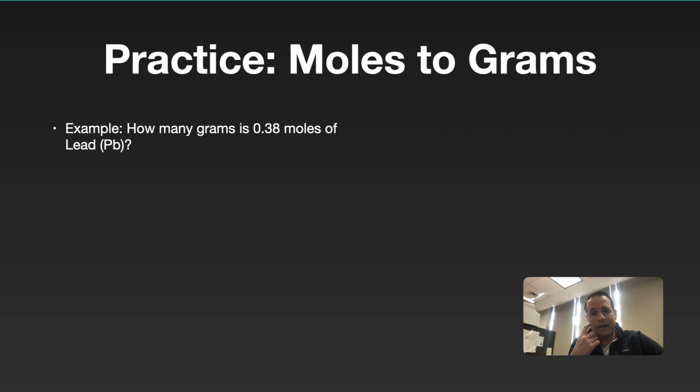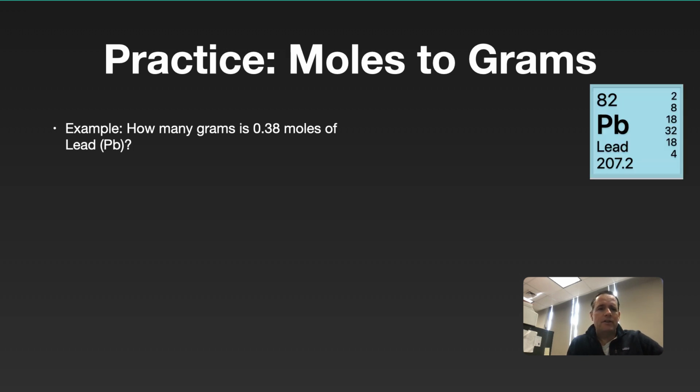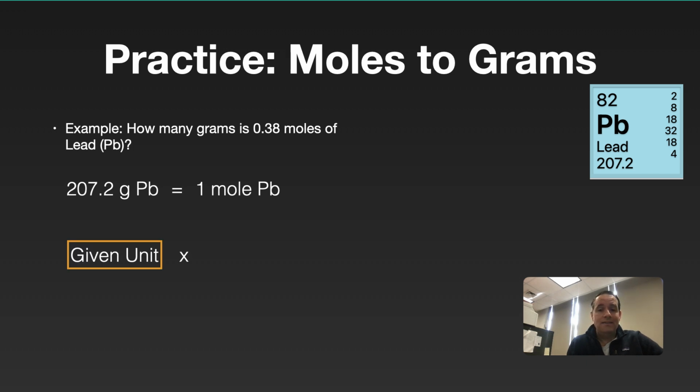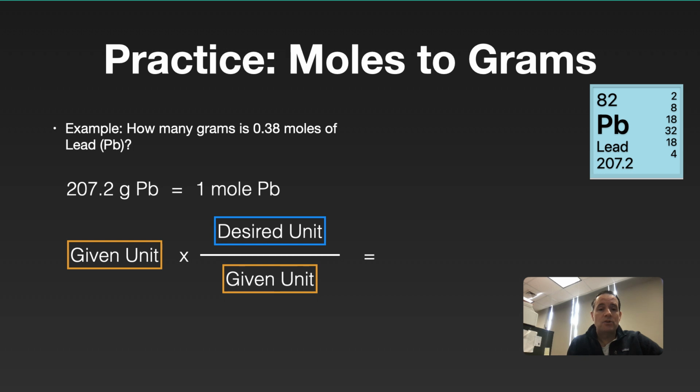Let me take you through a practice problem. How many grams is 0.38 moles of lead? First, you want to find lead on your periodic table. You'll notice that we have the 207.2 there on the bottom. You want to specifically write out that 207.2 grams of lead is equal to 1 mole of lead. Step 3, you want to literally write out that whole template that I told you to write down in your notes. This is going to be the starting point, and we just want to drag numbers into the appropriate boxes here.